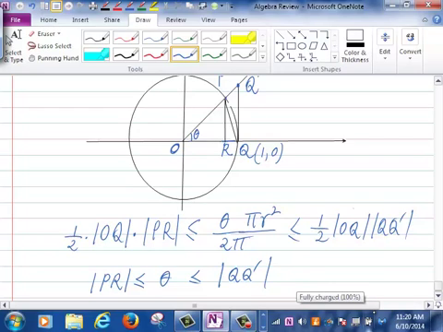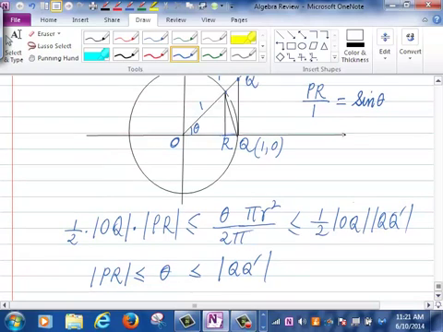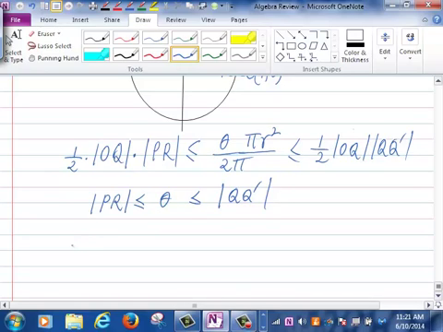In the triangle OPR, that's the right triangle, right? In that triangle, what is PR divided by the hypotenuse? What is the length of the hypotenuse here? 1, right? So what is PR divided by the hypotenuse? Isn't that sine theta, opposite over the hypotenuse? That's sine theta, right? So I get that PR is exactly sine theta, less than or equal to theta.